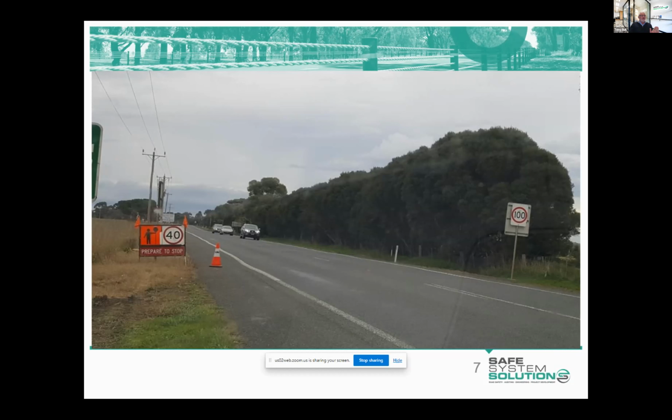They now have to make a decision. Do I travel at 40? Do I travel at 100? Do I split the difference? This is the confusing part for the travelling public, but it is putting the workers and also the travelling public in danger of the potential hazard that is up ahead.